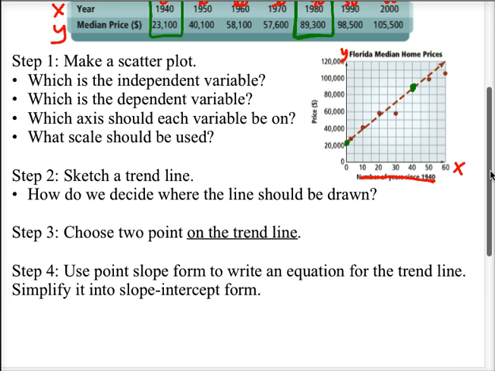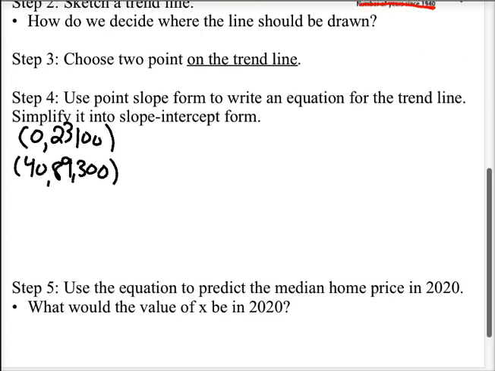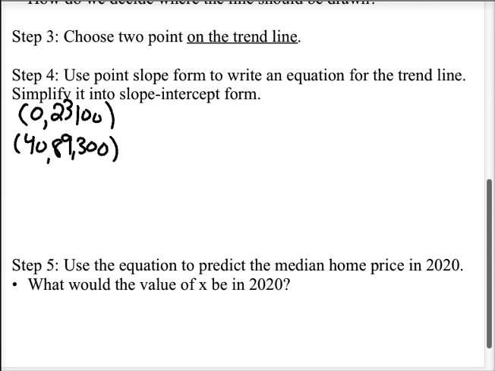And so now we have 2 points. We have the point 0, 23,100, and the point 40, 89,300. All right. And now that we have 2 points, making the equation of the trend line should be almost nothing for us because we already did that back in section 4. So given 2 points, we need to find the slope of those 2 points.